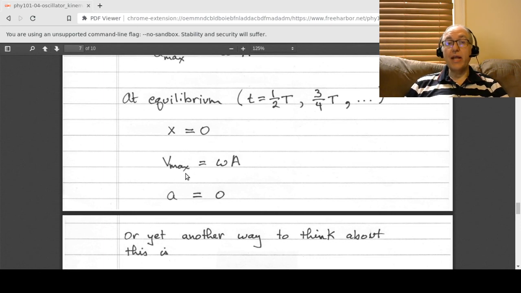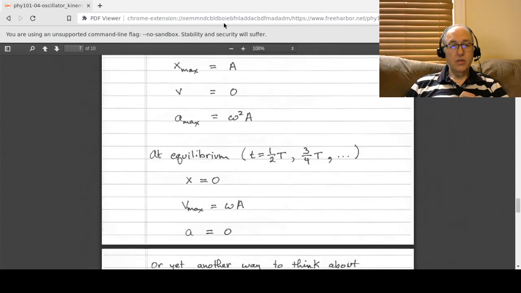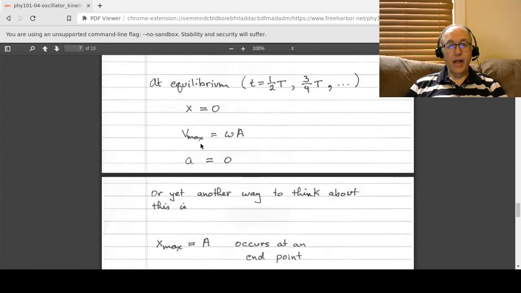That's when you're going to get your maximum velocity, but the acceleration is 0. And so we have this interesting situation where if we compare the endpoints to the equilibrium, at the endpoints you have maximum x and maximum a and 0 velocity. And at the equilibrium, you have x equal to 0, the acceleration equal to 0, and maximum velocity. So where x and a are maximum, the velocity is 0. And where x and a are 0, that's where your velocity is maximum.